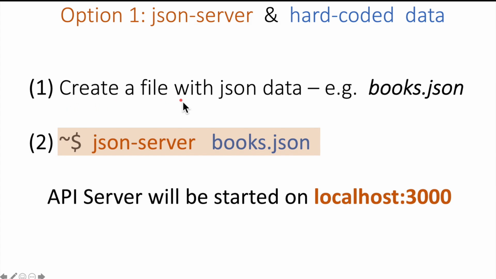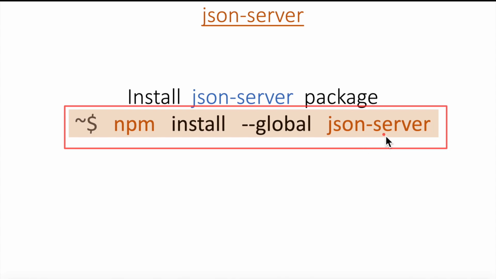Let us create a file with JSON data. We'll create a file called books.json, and then we'll run this command, json-server followed by books.json. When we run this command, the API server will be started on localhost:3000. And the data within books.json will be available as an API. So let's do that. I have already installed the JSON server package by running this command. So please do this as the first step before proceeding further.